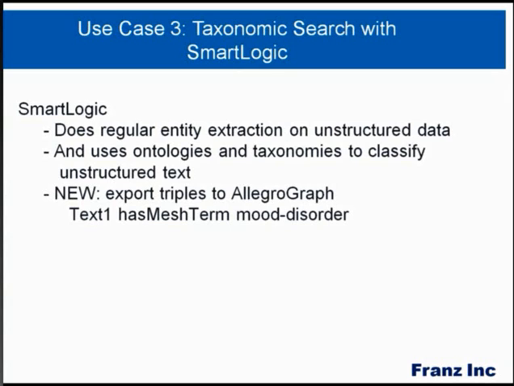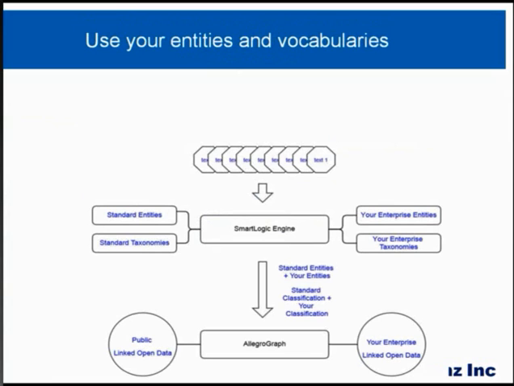And then they can use those to do entity extraction on unstructured data, use those ontologies and taxonomies to classify unstructured text. But the new thing is that they now can also export what they index as triples into AllegroGraph. So now if I have a patient record where the patient record talks about a patient has a mood disorder, then now Smart Logic will add new triples to AllegroGraph. Okay? So here's roughly the idea.